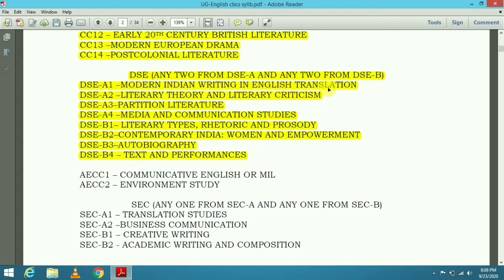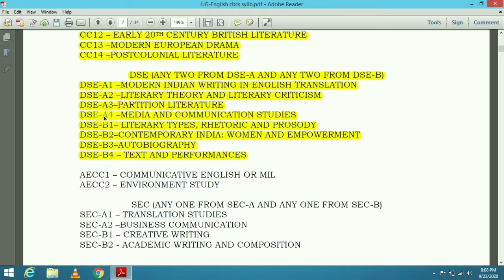DSC A1, modern Indian writing in English translation. You have to read the translated works of modern Indian writing in English. DSC A2, literary theory and literary criticism. Literary theory means you will be having the theory of structuralism, post structuralism, Marxist theory, post colonial theory, deconstruction, psychoanalysis. And literary criticism means you have to study the criticism of Plato, Aristotle, Philip Sidney, Samuel Johnson. You all have to study all these things.